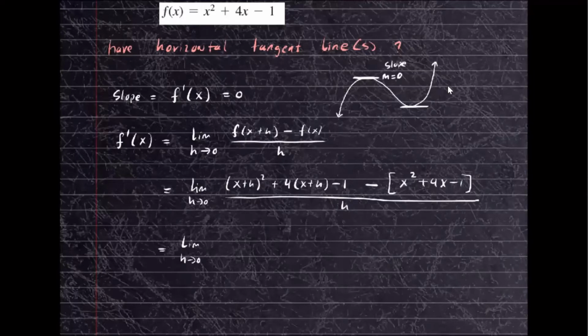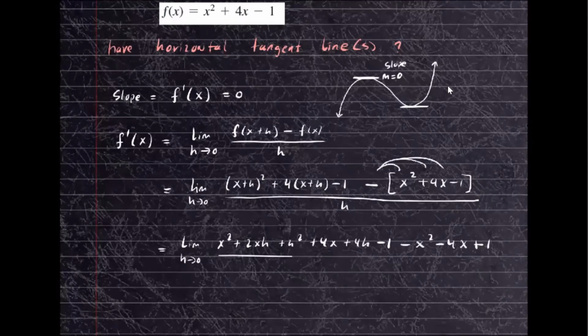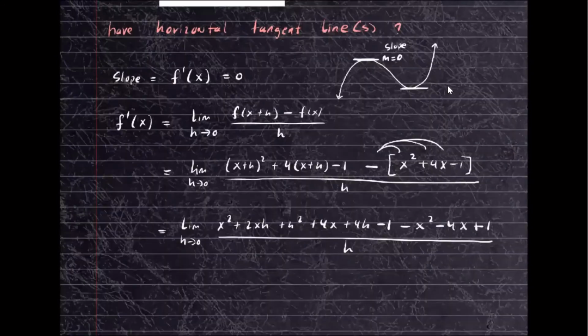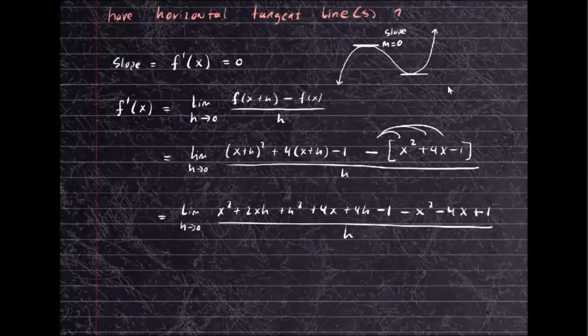So from here, we're going to expand this, distribute that. That will give us x squared plus 2xh plus h squared plus 4x plus 4h minus 1. So that's from the f of x plus h. And here we're going to distribute the negative out carefully. Get negative x squared minus 4x plus 1, everything over h. Now you should see that a lot of this stuff will cancel out. For example, x squared with negative x squared, and then 4x with negative 4x, negative 1 with positive 1.